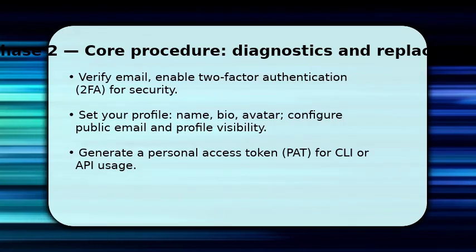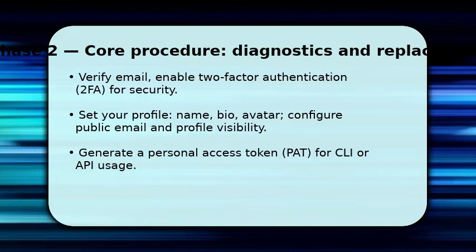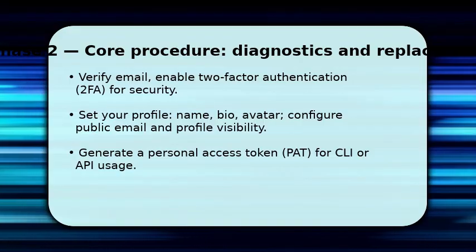Then generate a personal access token for the command line and API access. Store it safely in a password manager. Once done, update your local Git config with git config --global user.name and user.email.